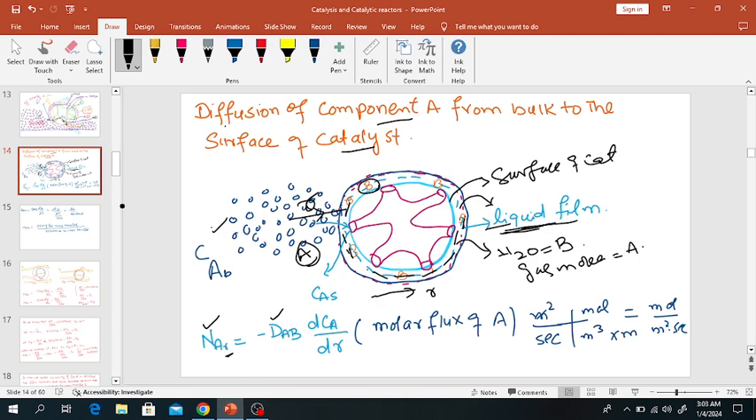Okay, this is the molar flux of A, and its unit can be obtained. The diffusivity unit is square meter per second. The molar concentration is mole per cubic meter, and this is the length, which is again meter. So it is mole per square meter second. So it is the molar flux of component A through this liquid film. It is given by this equation, which is nothing but Fick's law of diffusion.